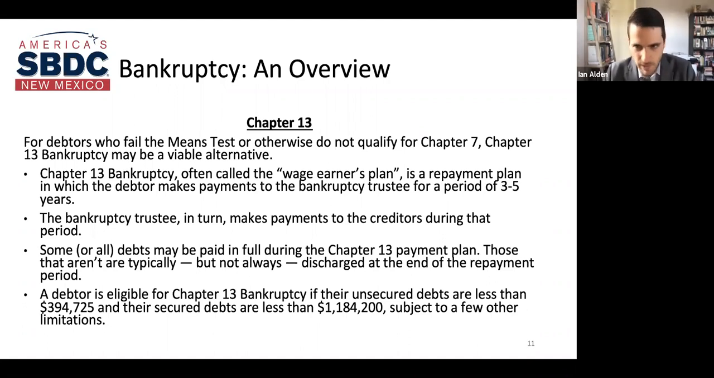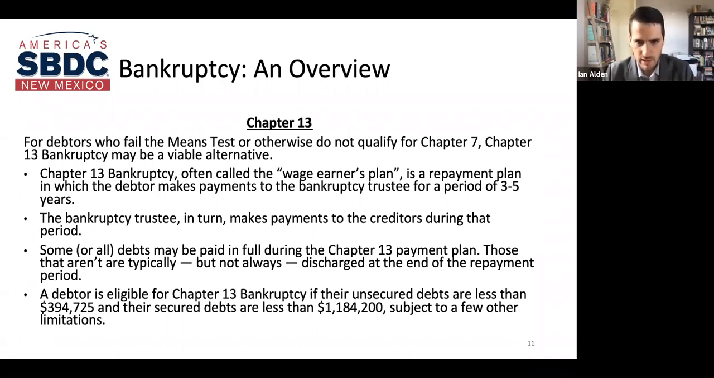So you pay for a period of 3 to 5 years, and then after that period has elapsed, any debts that haven't already been paid get discharged by and large, unless they're non-dischargeable in the same way as those Chapter 7 debts are. There's a few caveats for what debts are dischargeable in Chapter 13, especially if you've had a Chapter 7 bankruptcy in the preceding few years. Doing a Chapter 13 right after might make some of those other debts non-dischargeable.